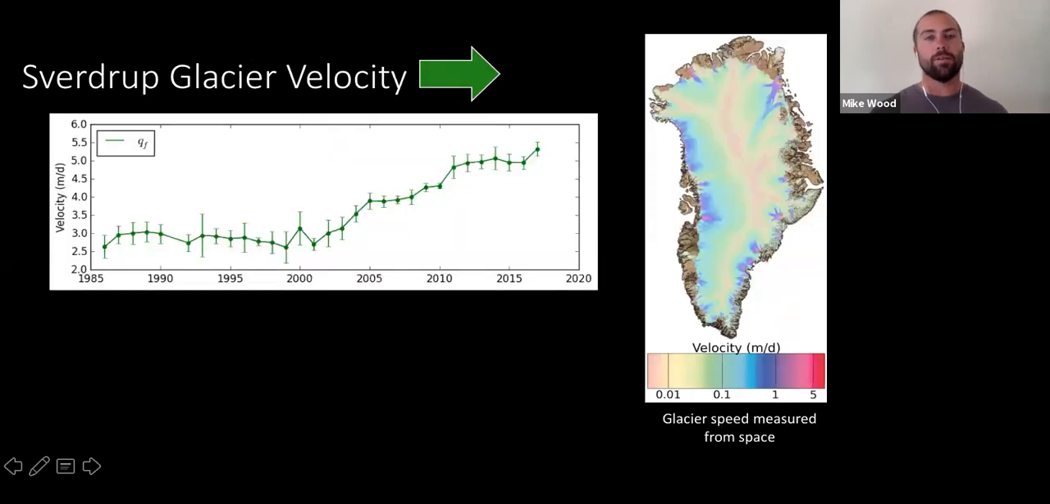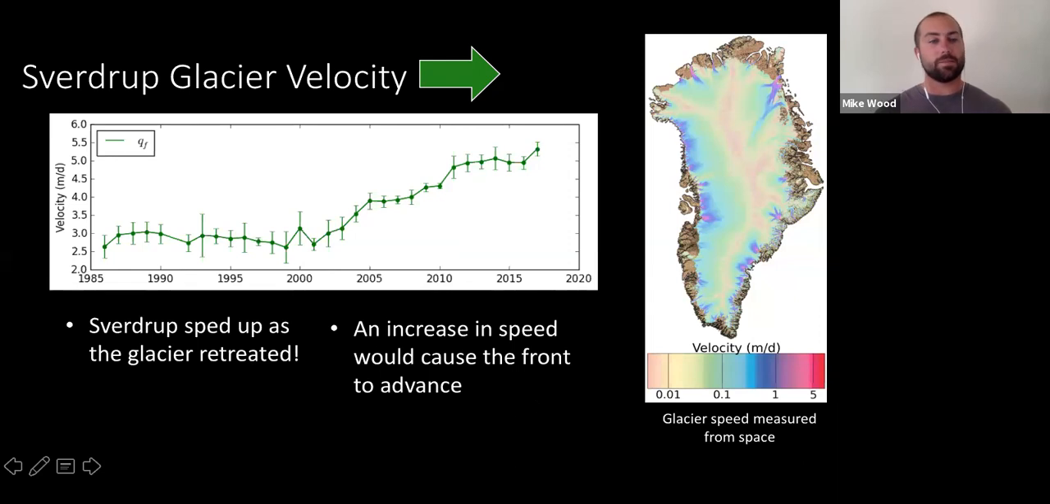We can also look at the velocity for Sverdrup, again looking at satellite measurements through time. And what we see is a very similar story in velocity as we saw with retreat, where the velocity is quite consistent until about the year 2000, and then something happens and there's an increase in velocity through time thereafter. So we see a speed up at Sverdrup as it's retreating, which, in the absence of any other process, if you saw a speed up at a glacier, then you would expect the grounding line to move forward, but that's actually the opposite of what we saw.